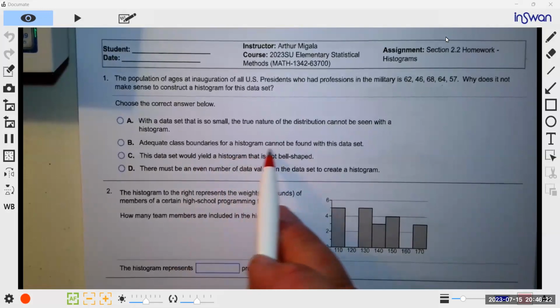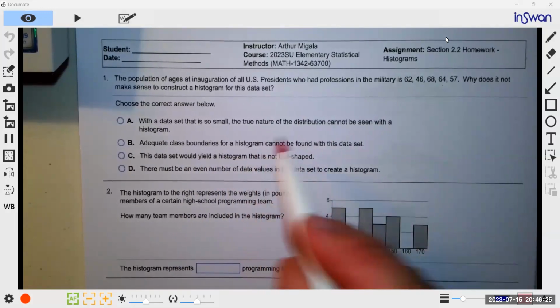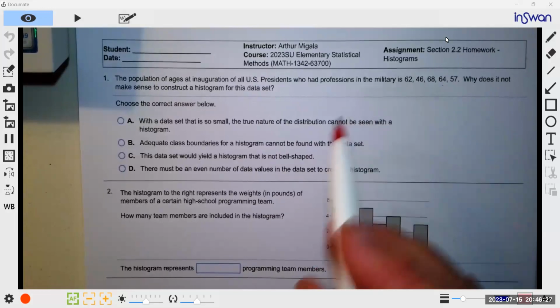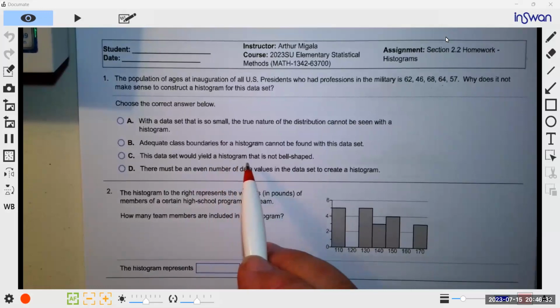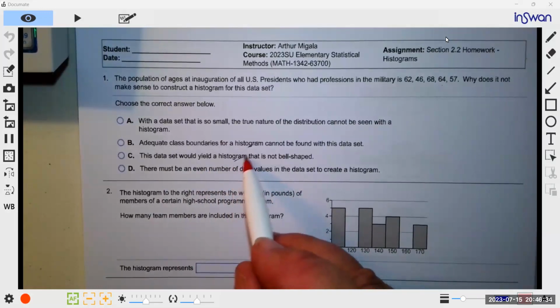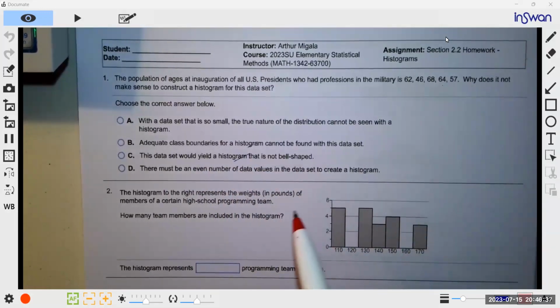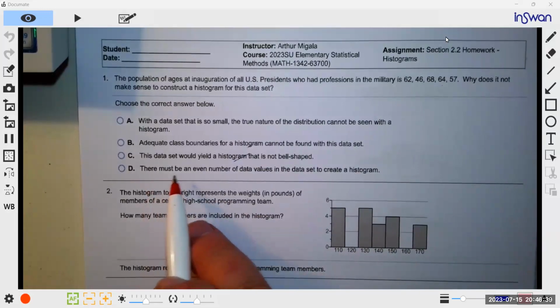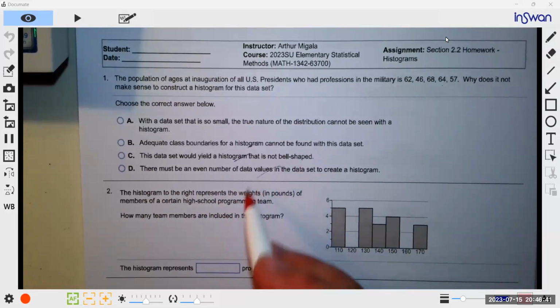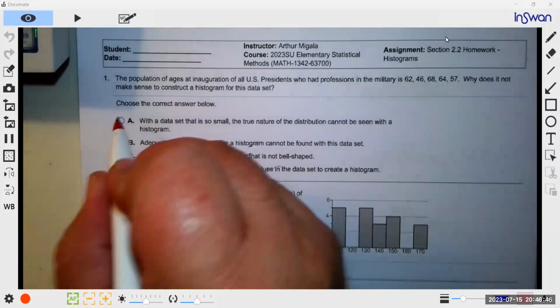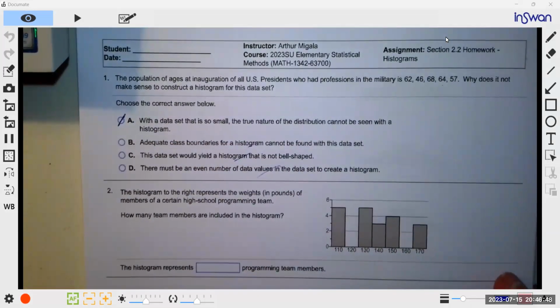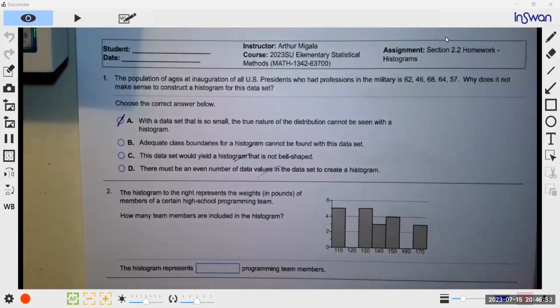Adequate class boundaries of the histogram cannot be found. Yeah, we wouldn't want intervals. The data set will yield a histogram that is not bell-shaped. Yeah, it very well would be. There must be an even number of data. No, that doesn't mean anything. So the answer is A. Remember in lecture that if you have less than 20 pieces of data, just use a table, don't use a graph.